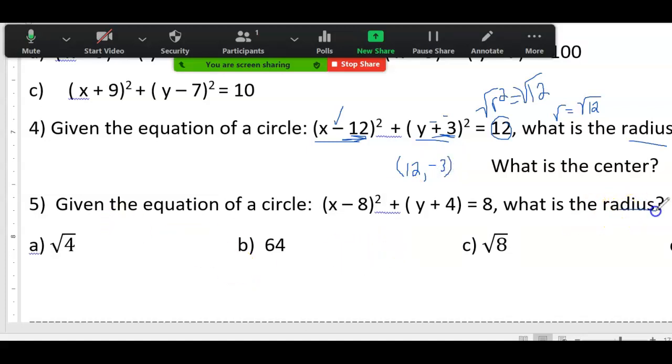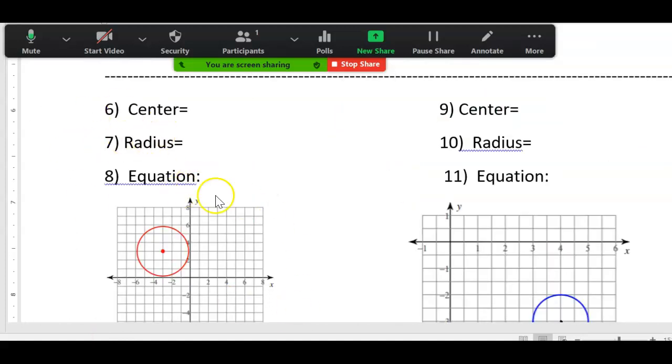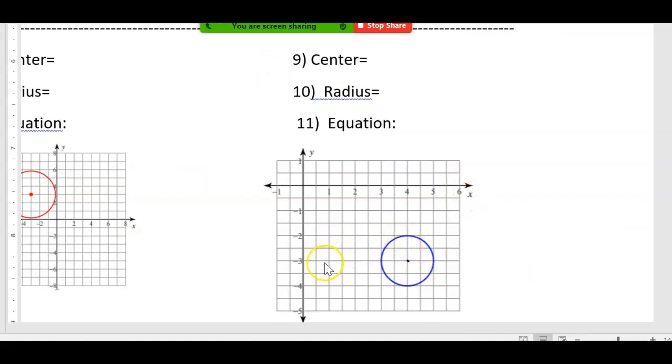What is the radius? Is it square root of 4, square root of 64, or square root of 8? A, B, or C? Look back at your notes. Let's do number 6. What is my center, my radius, and the equation? Okay, try number 9. What is the center of number 9? Count it. What is the radius? And what is the equation? And we're done.